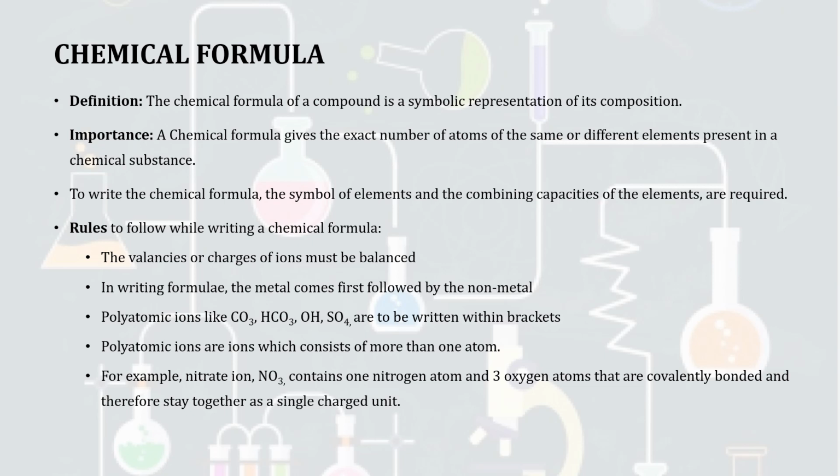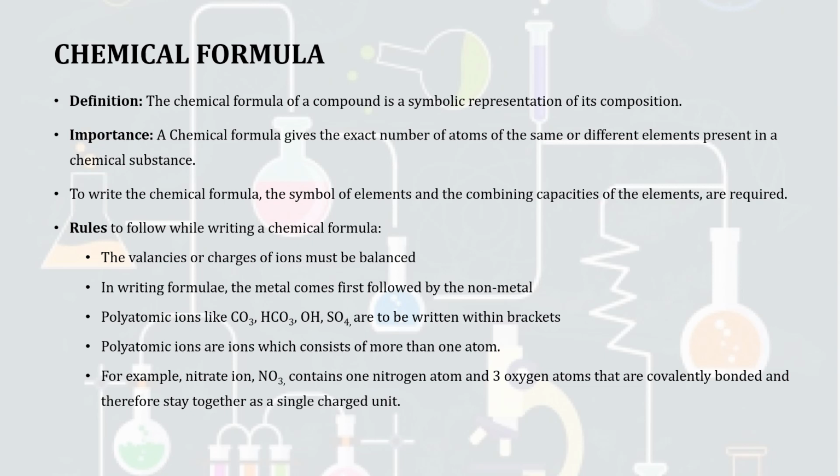Now let's learn how to write a chemical formula. Elements are represented by the symbols while compounds are represented by chemical formula. The chemical formula of a compound is a symbolic representation of its composition. It gives the exact number of atoms of the same or different elements present in a chemical substance. To write the chemical formula, the symbols of elements and the combining capacity of the elements are required.